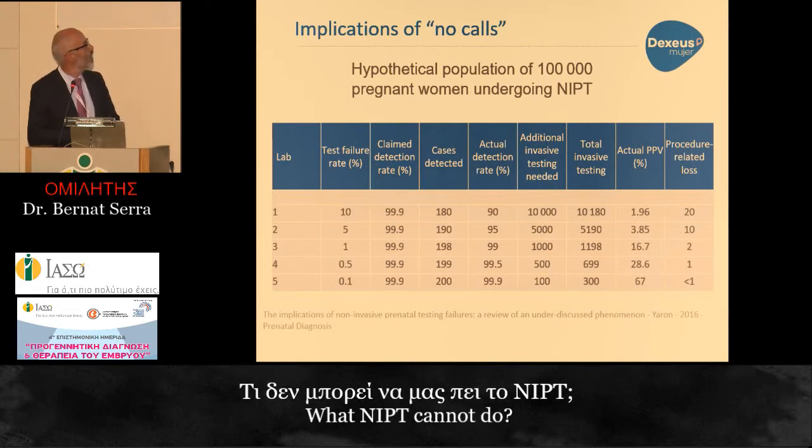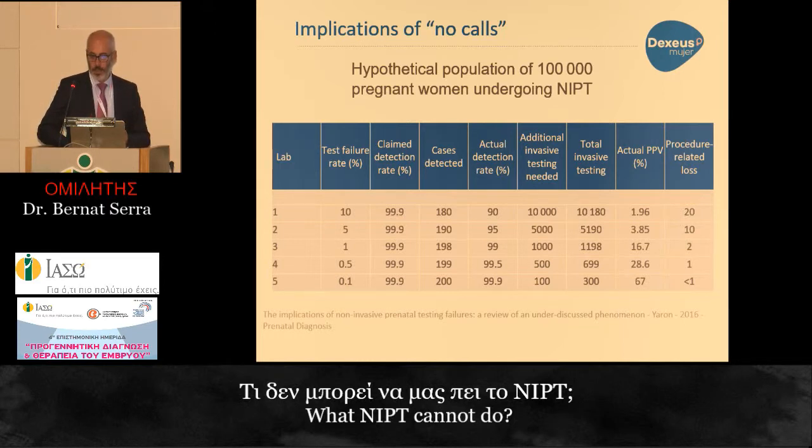Whereas if the test failure rate is 1 in 1,000, like the one of Verify, then you will only need to do 100 additional testing, and the positive predictive value will rise up to more than 67%. And you will not have procedure-related losses. If you have to do so many amniocentesis or CVS, you will lose several pregnancies.